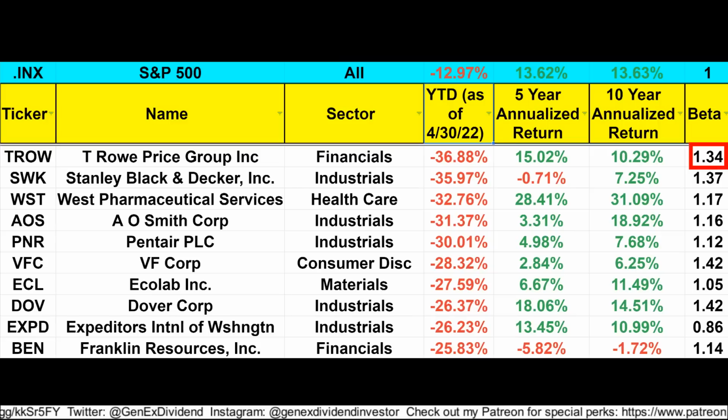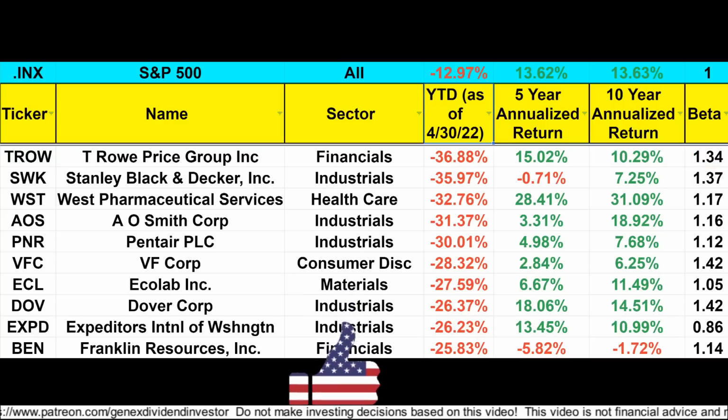Stocks with a beta greater than 1 are more volatile than the market, which means they generally go up more when the market goes up, and conversely often go down more when the market goes down. So in T. Rowe's case, it doesn't surprise me to see it has gone down more than the S&P 500 because its beta is quite a bit above 1. So in this down market, it's gone down more than the market.